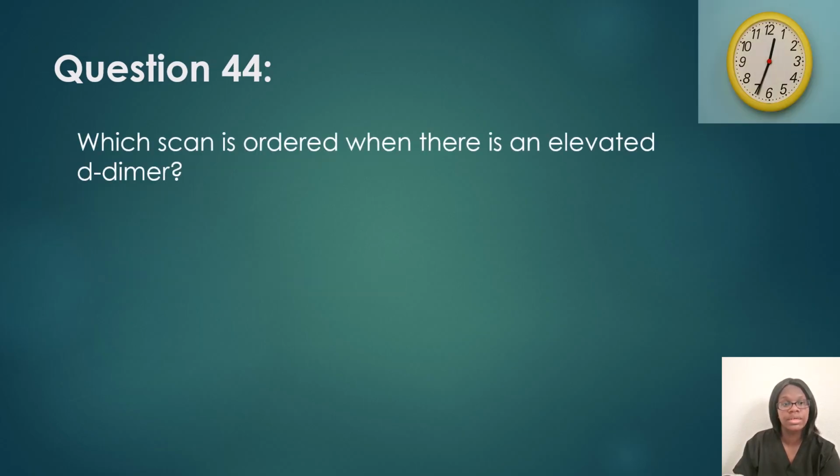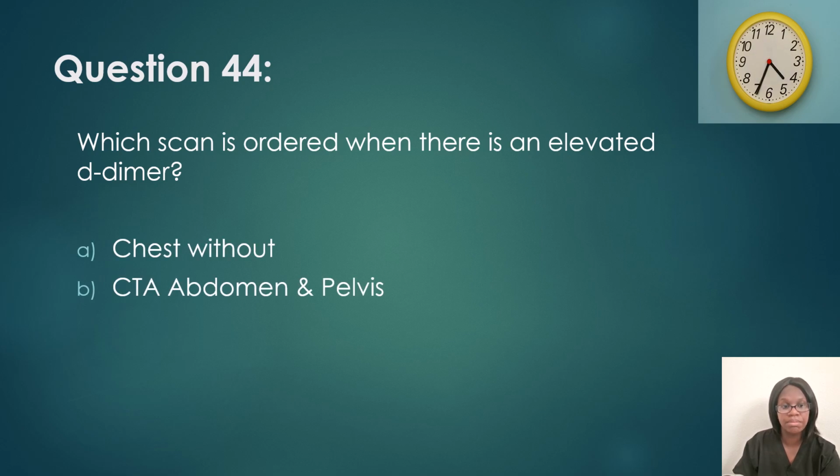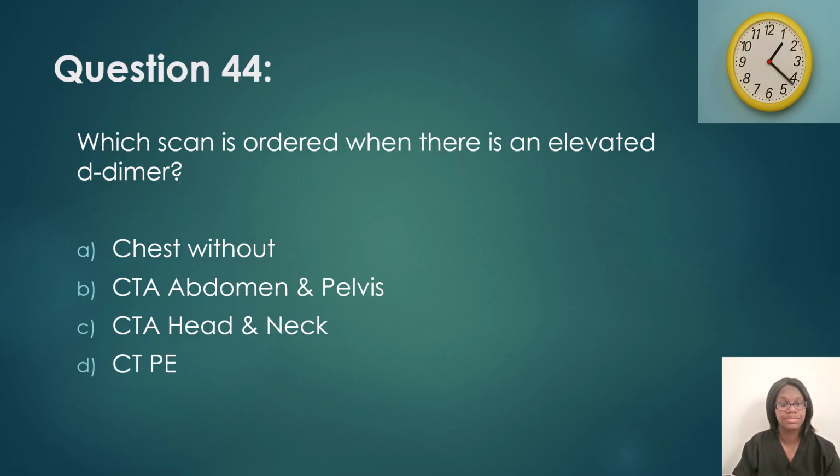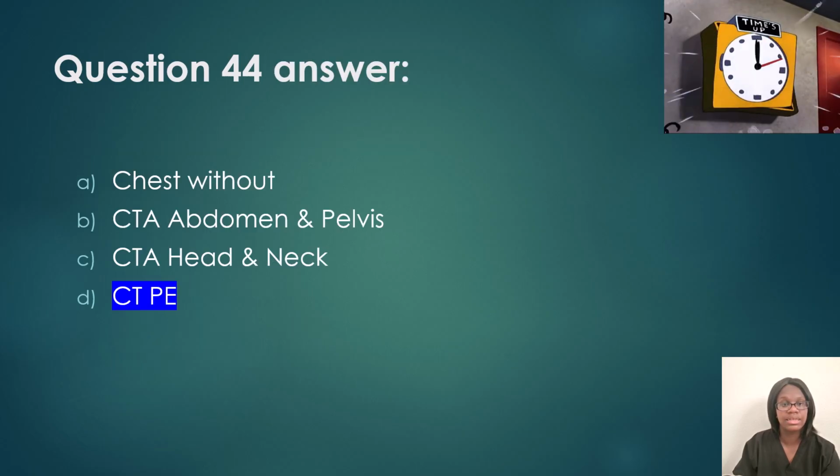Question 44. Which scan is ordered when there is an elevated D dimer? A, chest without, B, CTA abdomen and pelvis, C, CTA head and neck, D, CTPE? All right, the correct answer is D, CTPE exam.